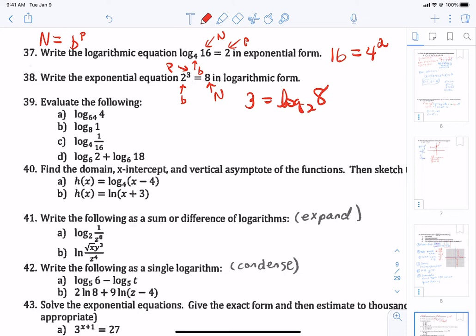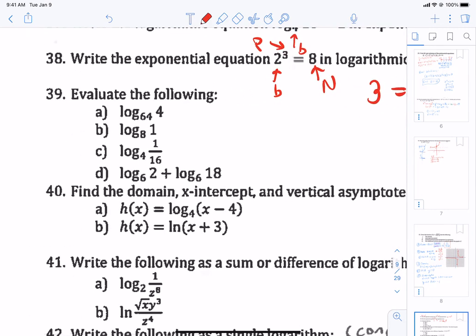So you should know how to go back and forth between those two things. Now, using that same idea, let's evaluate some of these logarithms. 39, what power could I put on a 64 to get the number 4? Well, 64 is 4 cubed, so the power has to be a cube root. So if you know anything about cube roots, the power has to be a 1/3.